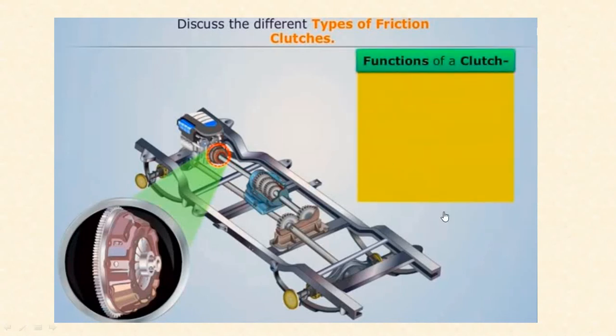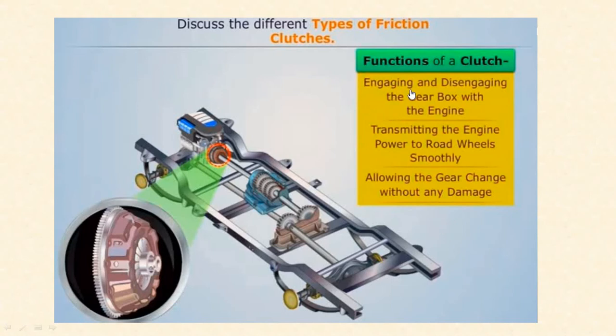The function of the clutch, as we have already seen, is engaging and disengaging the gearbox with the engine, transmitting the engine power to the road wheels smoothly without jerks and shocks, and allowing the gear change without any damage. So these are the functions required.